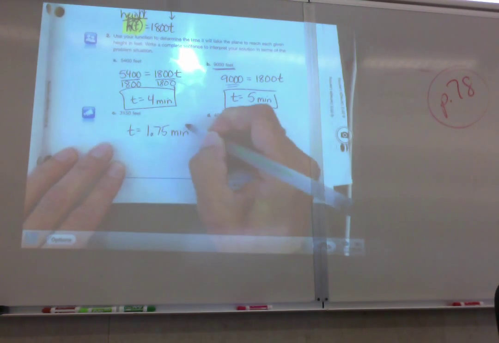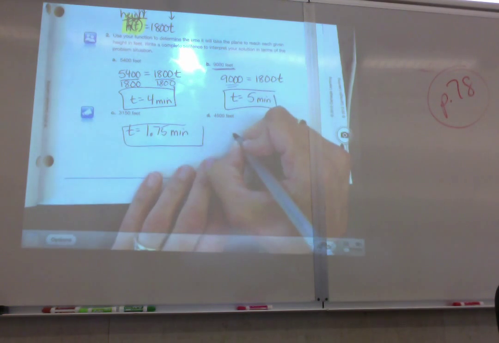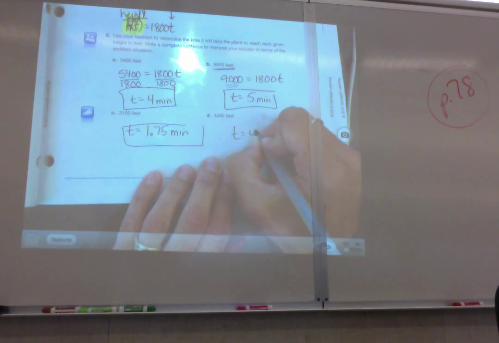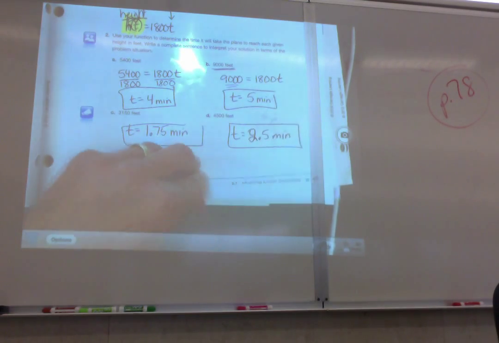Hold on. I think we're okay. Go ahead, Brody. 4,500. Right? 2.5. That's what t equals. Okay, great. 2.5. Do we agree with Brody? Yeah. All right, good. All right, flip the page.